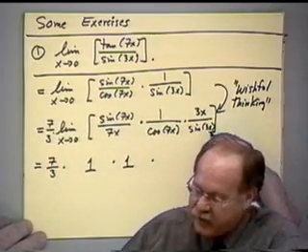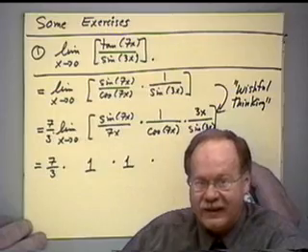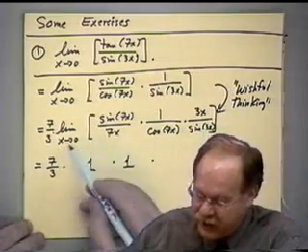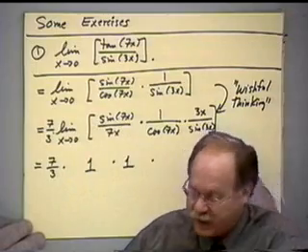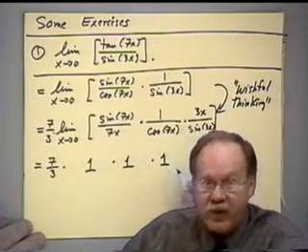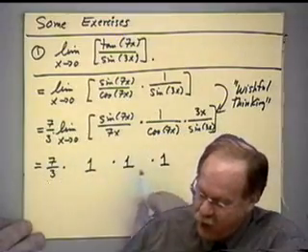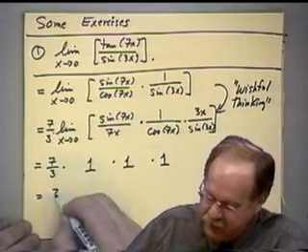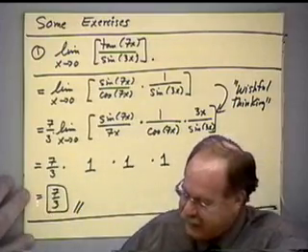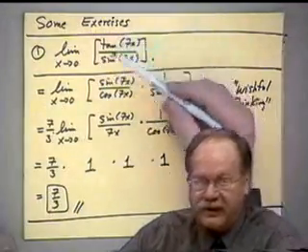And then 3x over sine of 3x is just the reciprocal of sine of 3x over 3x. As x goes to 0, the 3x's go to 0. So again, I have 1. Or if you like, you could write it as 1 over 1. So all these 1's multiplied by 7/3 gives me 7/3. And that, in turn, is the answer to this question of what this limit is.